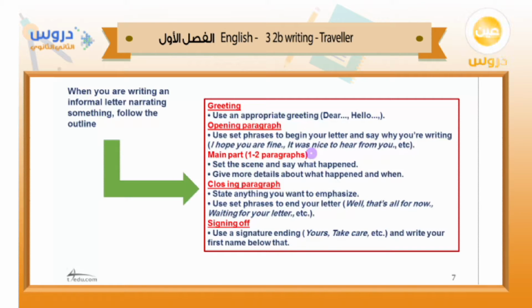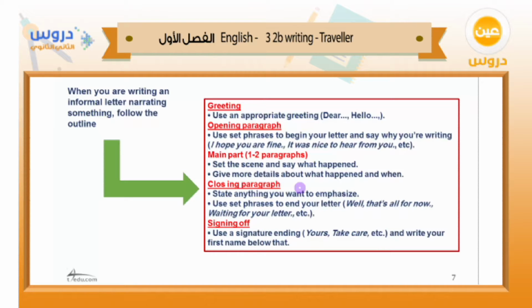Now the main part of your narration or your narrative could be two paragraphs. In the first one, you set the scene and say what happened. While I was walking, something else happened, and you try to imagine and tell people what exactly started to happen in your story. And then second, give more details about what happened and when: you give a date, a day, a time, when you were coming back home, and what exactly happened. All these details can be mentioned in the main part, the second paragraph.